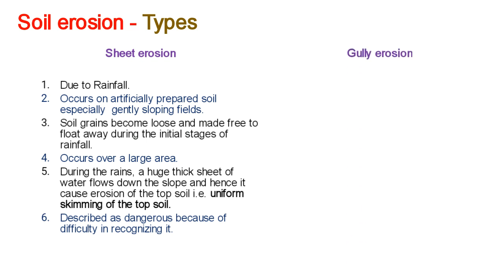It occurs over a large area, as we discussed, and during the rains a huge, thick sheet of water flows down the slope and hence causes erosion of the topsoil. That is the uniform skimming of the soil, and it is described as dangerous because of the difficulty in recognizing it. It is very difficult to identify whether our locality experiences any sheet erosion, because it occurs in a uniform manner over a wide area.